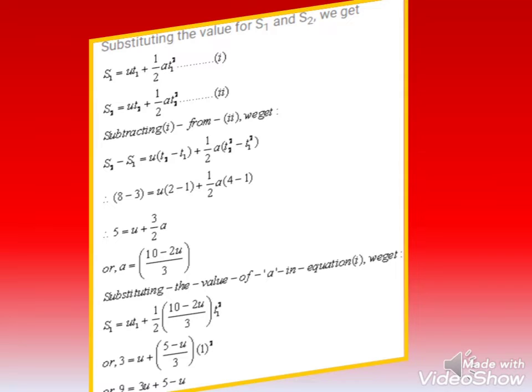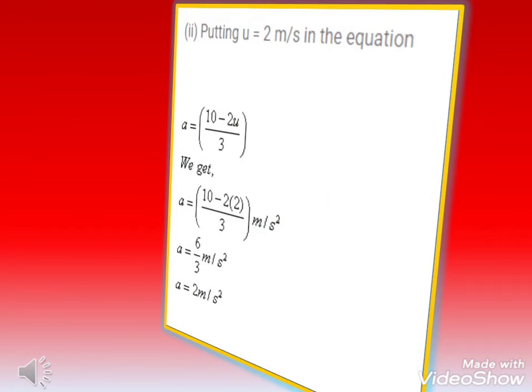And by substituting the values, we will get acceleration a is equal to 10 minus 2u by 3. And substituting the value for a in the equation, we get s1 is equal to ut1 plus half into 10 minus 2u by 3 into t1 square, or 3 is equal to u plus 5 minus u by 3 into 1 square. By solving, we will get 9 is equal to 3u plus 5 minus u. Or by putting u is equal to 2 meter per second in the equation a is equal to 10 minus 2u by 3, we will get a is equal to 10 minus 2 into 2 by 3 meter per second square. And finally, we will get acceleration a is equal to 6 by 3 meter per second square, and that is equal to 2 meter per second square.